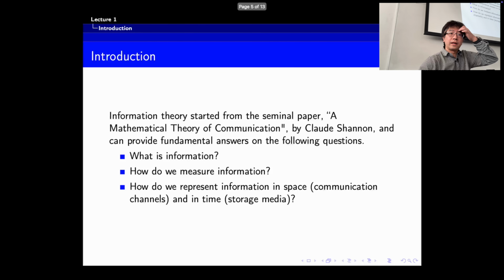Great. And so let's talk a little bit about introduction. As we said, information theory starts from the seminal paper, and basically this paper can answer the following three questions. Number 1, what is information? What do you think? So what is information? Based on your understanding, of course. You don't need to be precise.